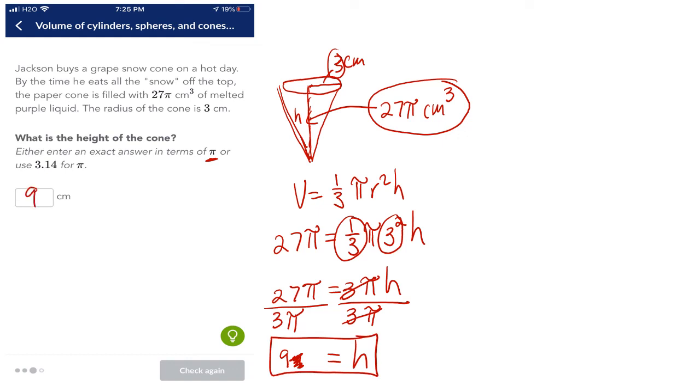The only problem I have with this is that they never said, when he eats the top off, if the whole cone, inside of the whole cone, was filled to the top. But I'm assuming that that's what it means.